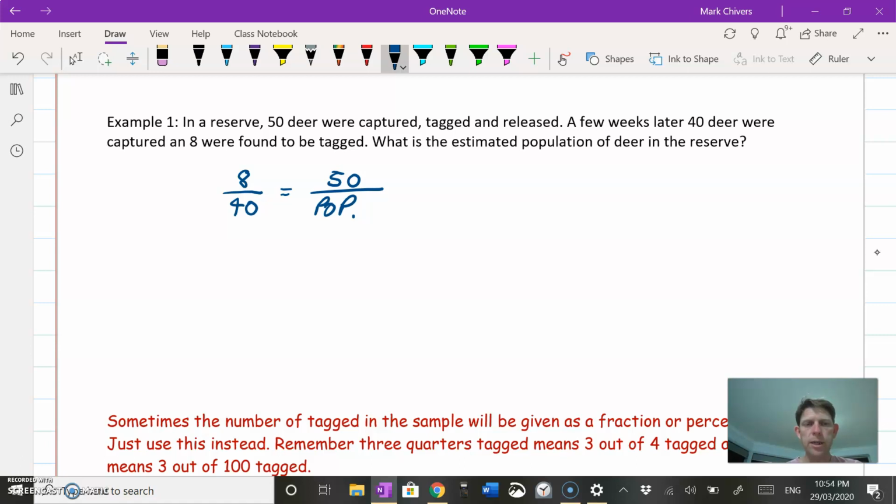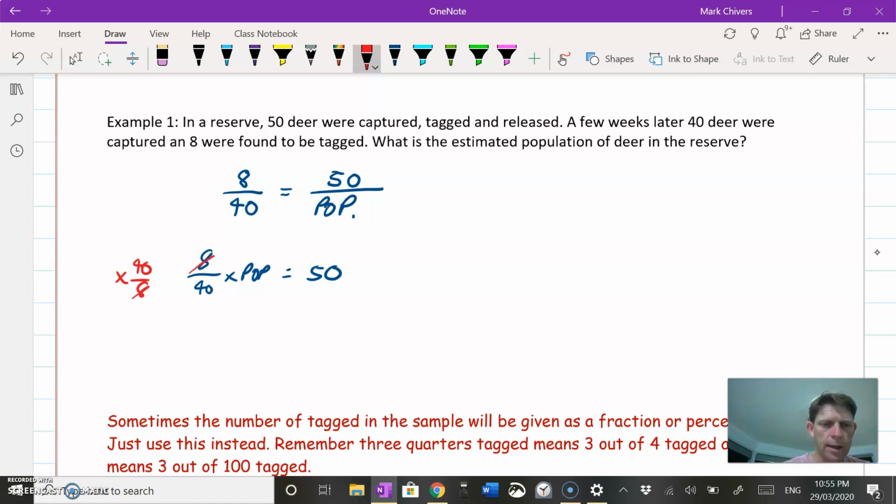So in this particular case, we can use a bit of algebra. Now you'll get used to how this works out, but if we multiply both sides by the population, we're going to have 8 times by 40 times by the population equals 50, and if we multiply both sides by 40 on 8, then this is going to cancel out here.